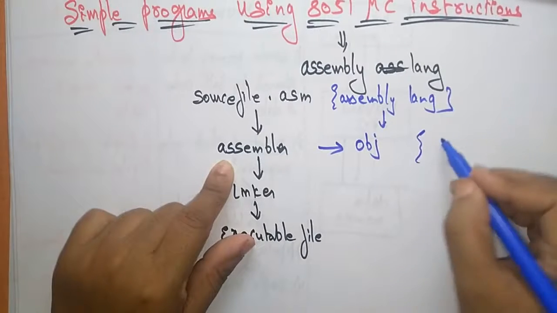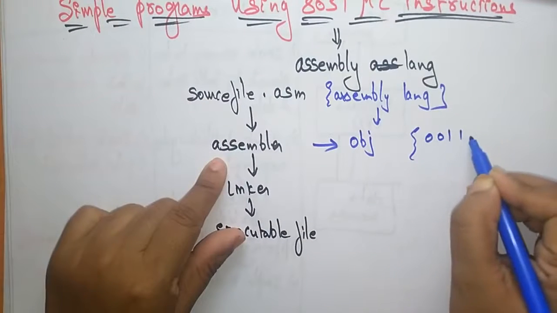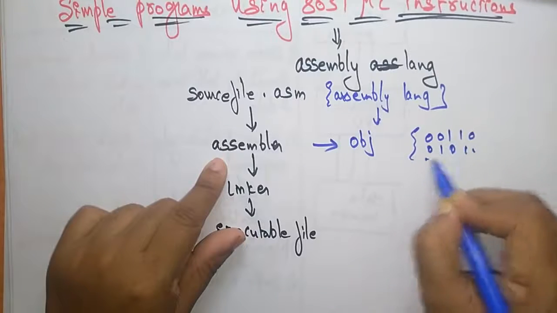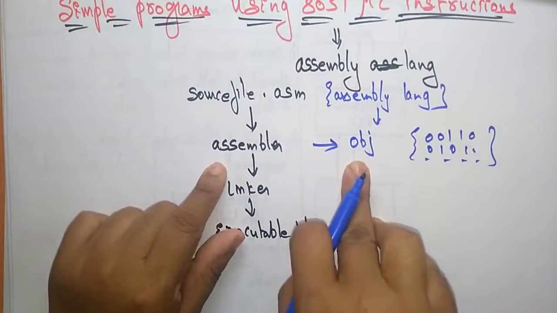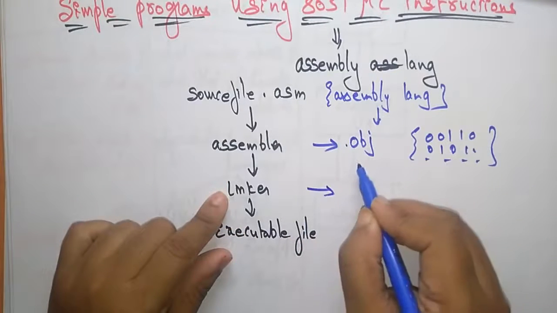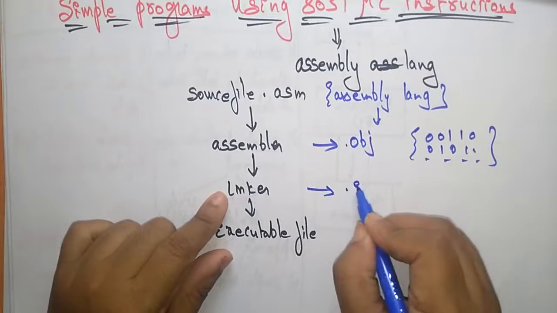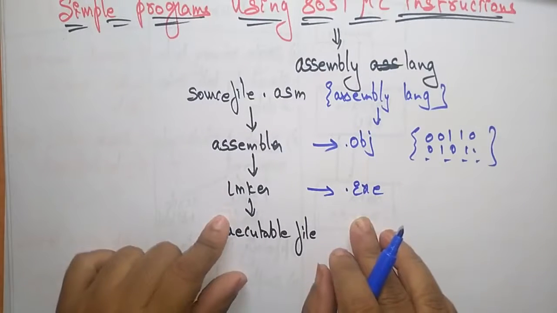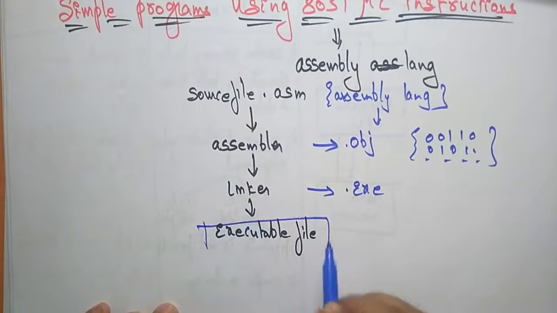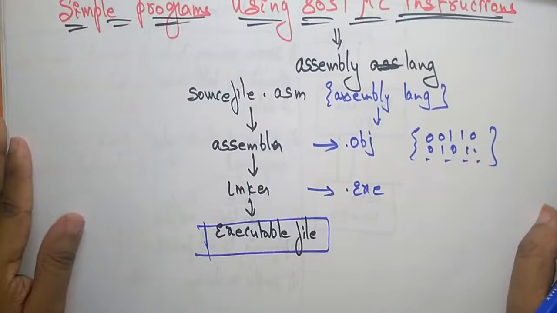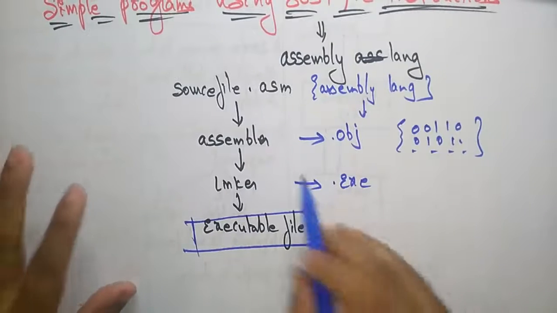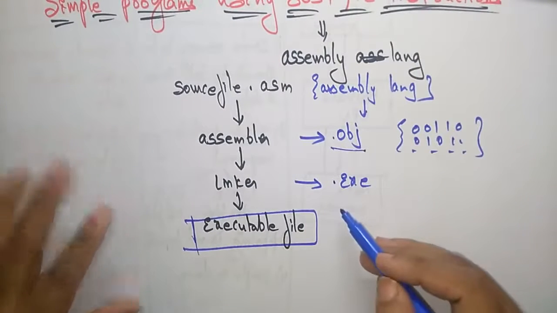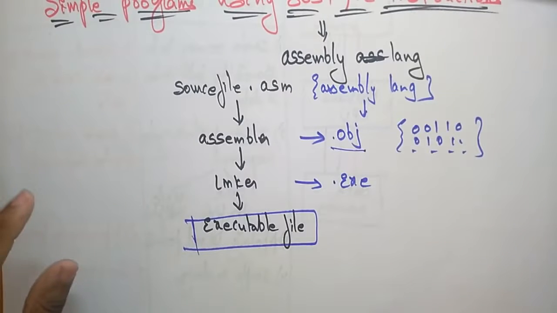OBJ means it is in the form of machine language, like 001100001. So it converts the source file into machine level language, that is a .obj file. After that, the linker is executed, which converts it into a .exe file, that is an executable file. Finally, you get the output in the form of an executable file. So first save the program in .asm. Whenever you need to run the program, first you have to compile. When compiling, it converts into a .obj file. After that, it links the program, giving the executable .exe file.